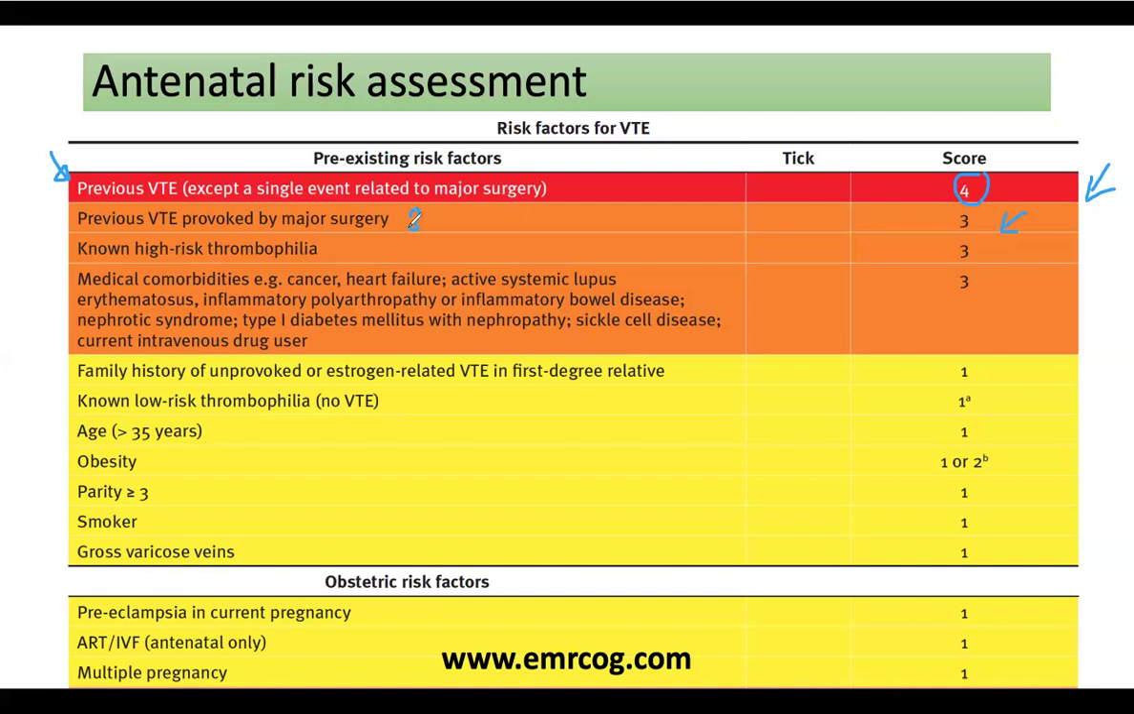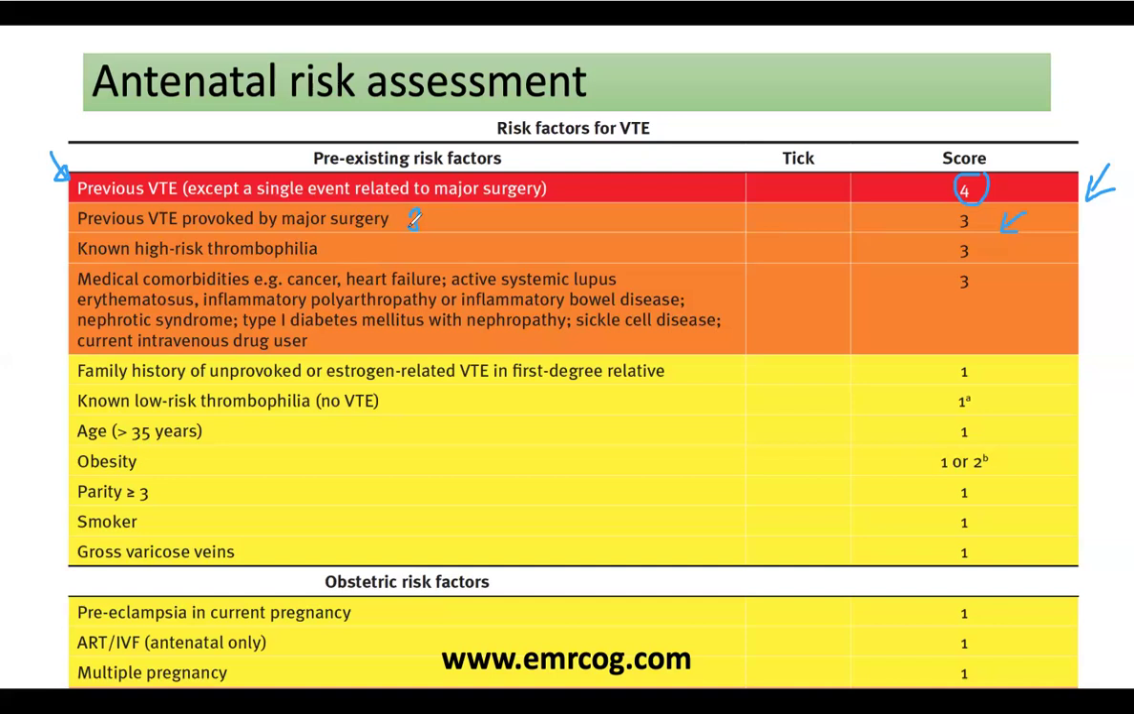So here, another woman who has a previous thromboembolism provoked by major surgery. This will take score 3, if this is the only risk factor that she has, means that we will consider the VTE thromboprophylaxis from when? Yes, everyone is correct. This is from 28 weeks and 6 weeks postpartum.